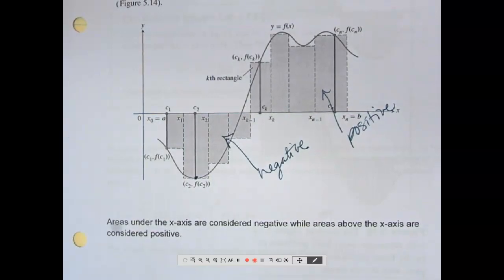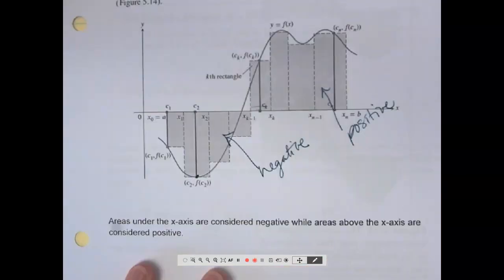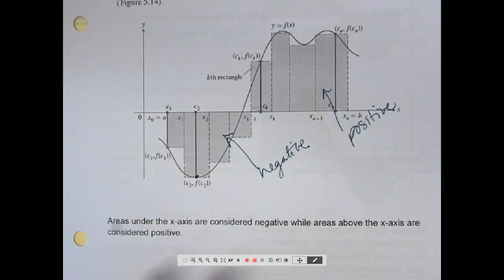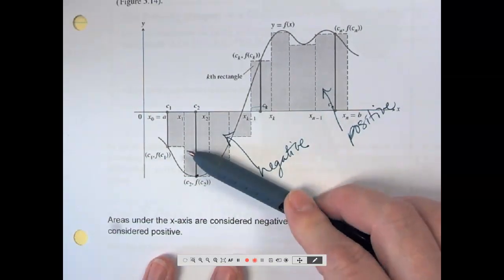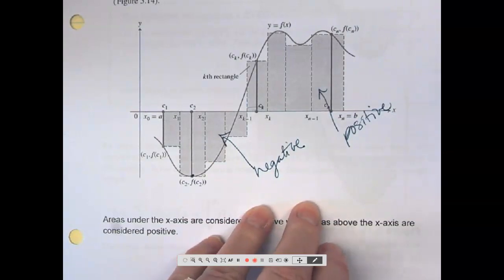Every now and then we don't use the same width for some particular reason. So I think they're just showing you that they may not be the same width. And if they weren't, then you would just do width of each individual one times the height. Occasionally, but not often. Usually it's the same width. Okay, so areas underneath are considered negative because they are below the x-axis. Areas above are positive.